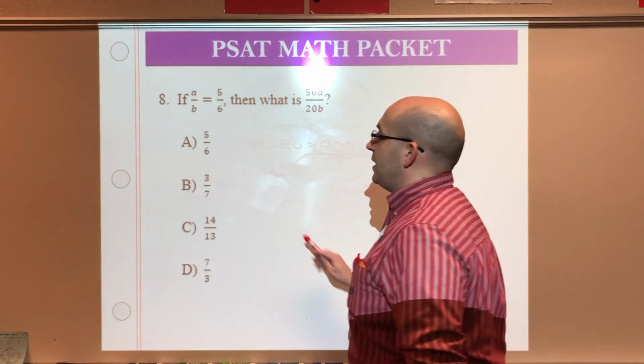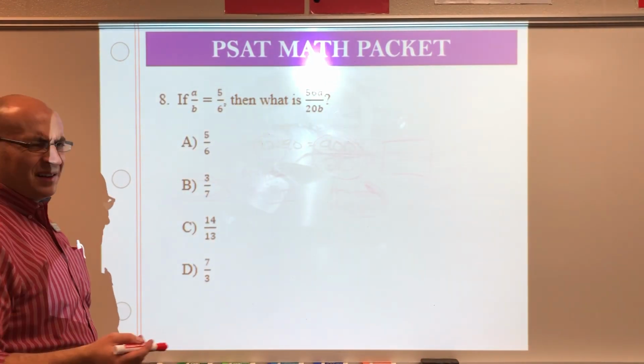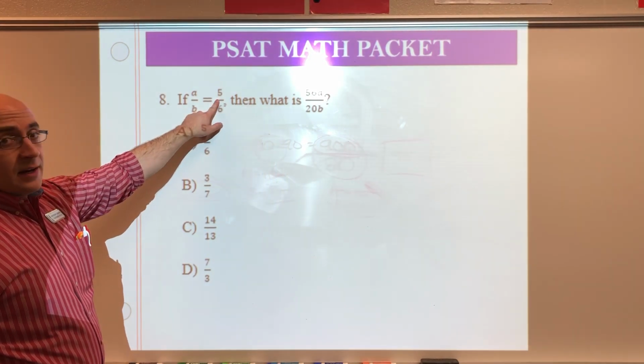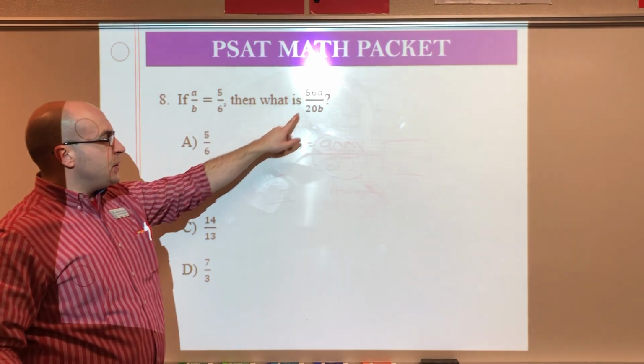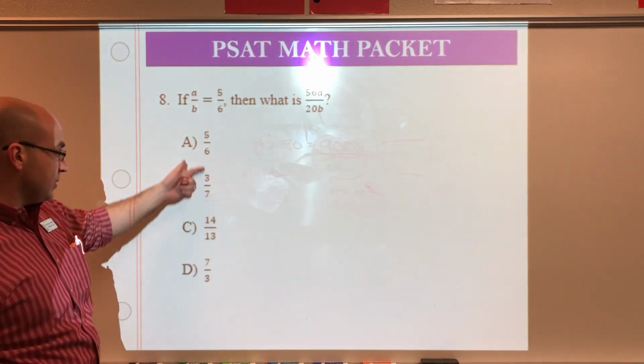If A over B equals 5 over 6, then what is 56A over 20B? What? So there's a couple ways we can do this. I'm telling you what A is, it's 5. And I'm telling you what B is, it's 6. You can substitute it and then solve, because you're going to multiply and then simplify, because these are really small.